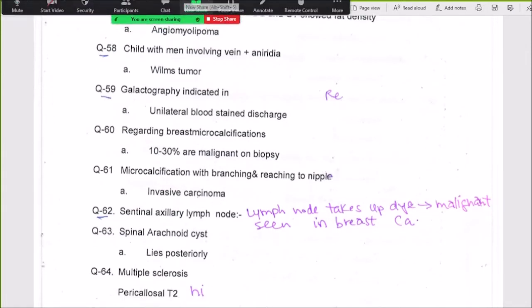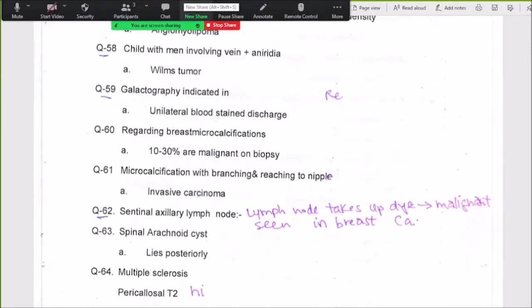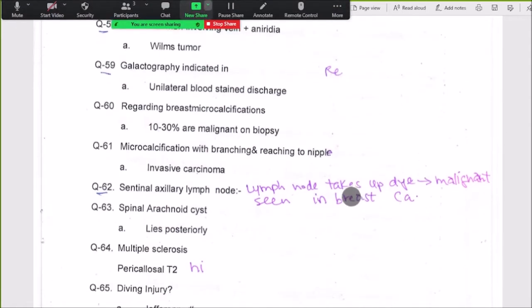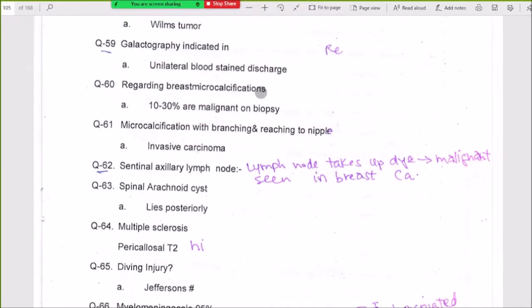59. Ductography is indicated in unilateral bloody nipple discharge. Question 60. Recurrent breast microcalcification, 10 to 30% are malignant on biopsy. Question 61. Microcalcification with branching and leading to the nipple is seen in invasive ductal carcinoma.